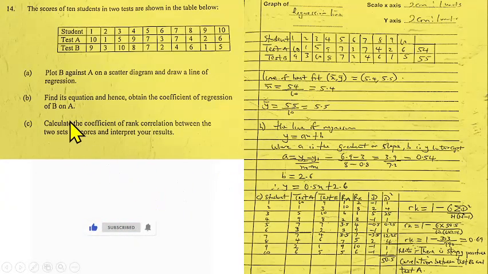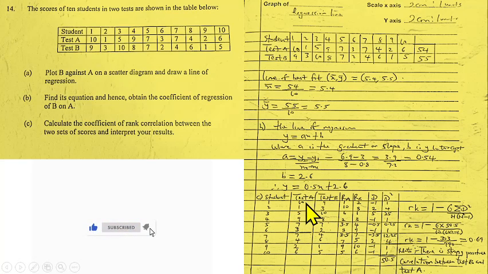Then having done that, the question says that we have to calculate the coefficient of rank correlation between these two sets of scores and interpret your answer. So you have to find the correlation between test B and test A using the Spearman rank. That's what we have in part C here. Draw the table in this format: student, test A, test B. Then you have to rank test A and test B, give them positions. So this is the rank of test A, this is the rank of test B. Then how to rank test A?